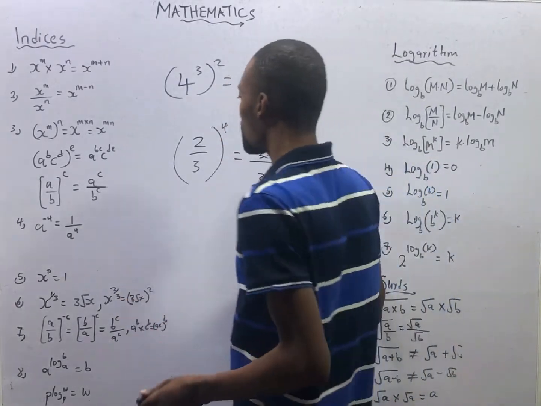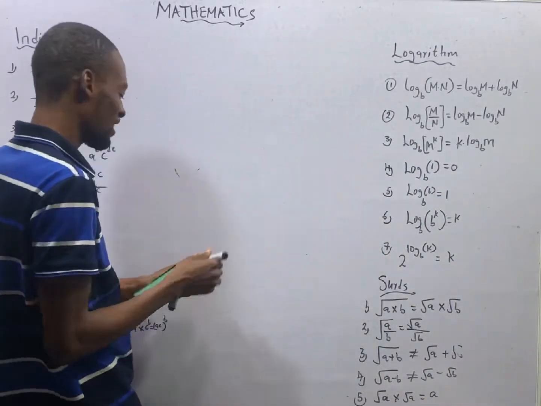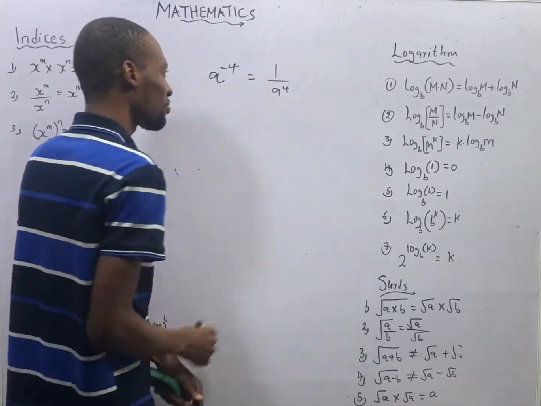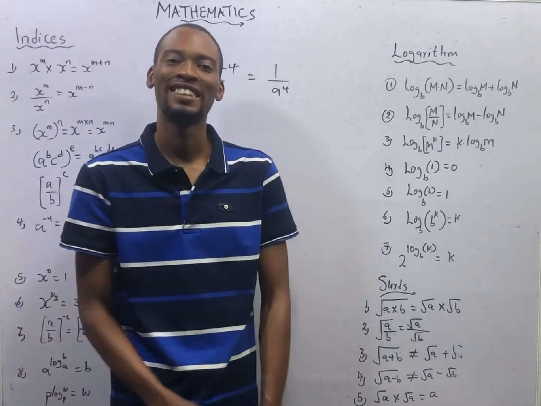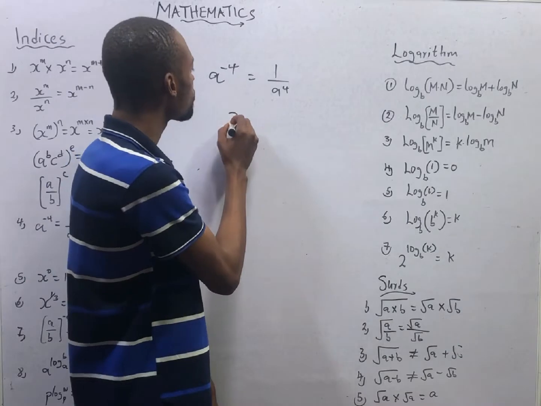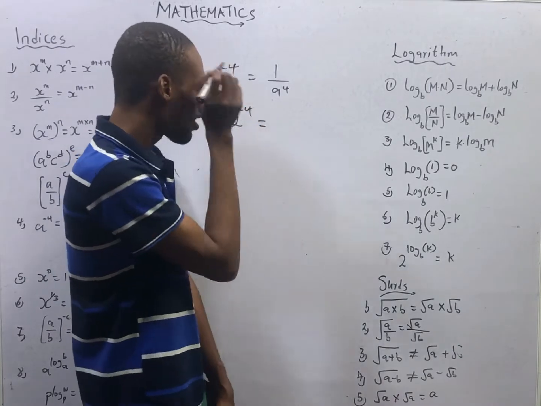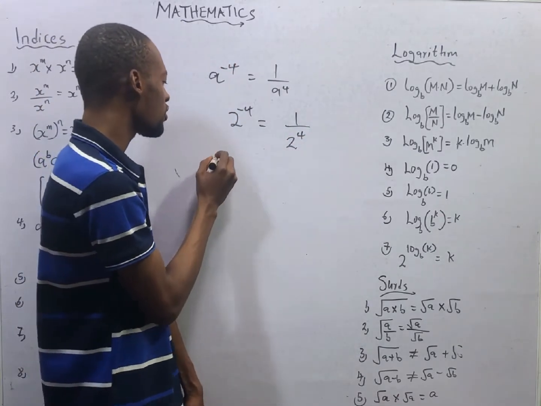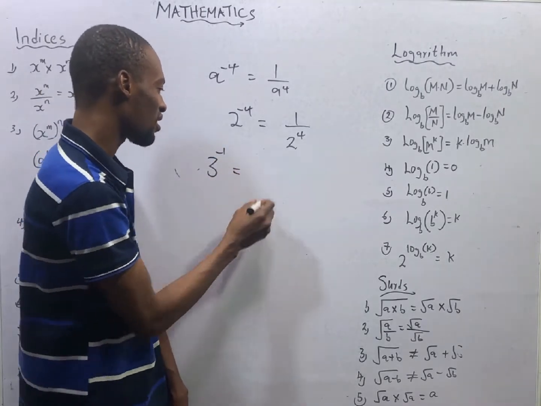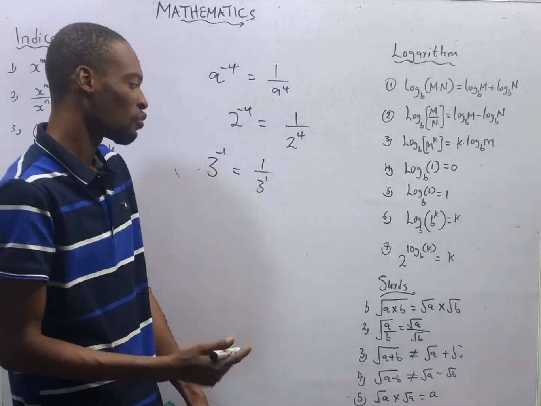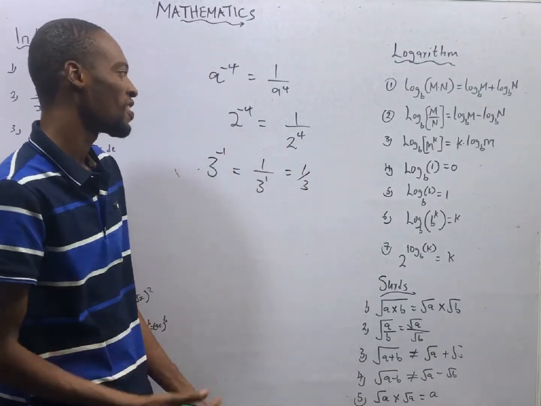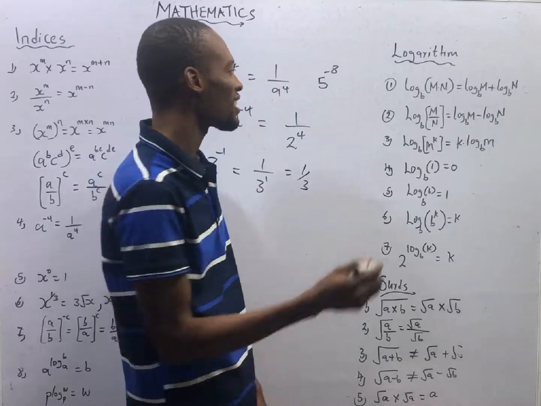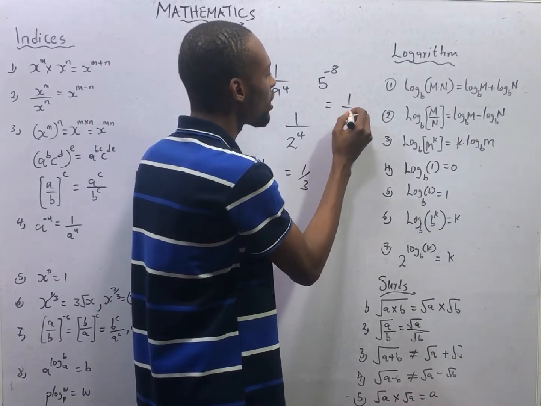Law 4 told us that if you have a raised to the power of minus 4, this is the same thing as 1 over a raised to the power of 4. This is the law of negative power. If I tell you 2 raised to the power of minus 4, this is the same thing as 1 over 2 raised to the power of 4. If I say 3 raised to the power of minus 1, this is the same thing as 1 over 3 raised to the power of 1, which equals 1 over 3. If I say 5 raised to the power of minus 8, this is the same thing as 1 over 5 raised to the power of 8.